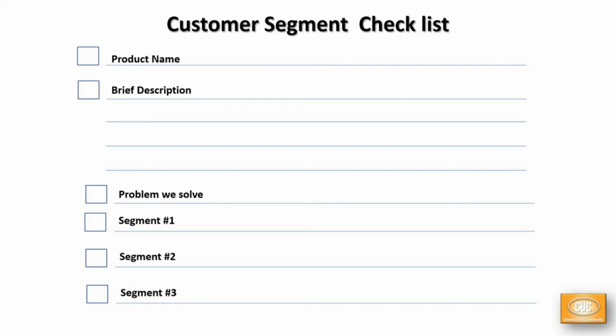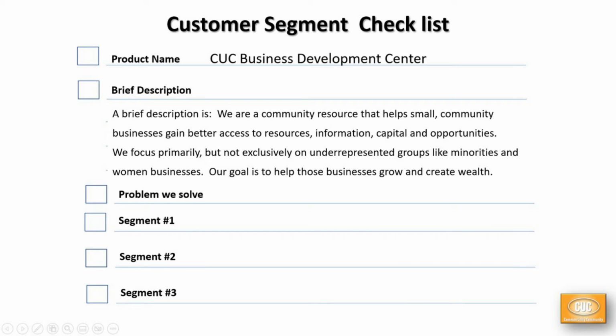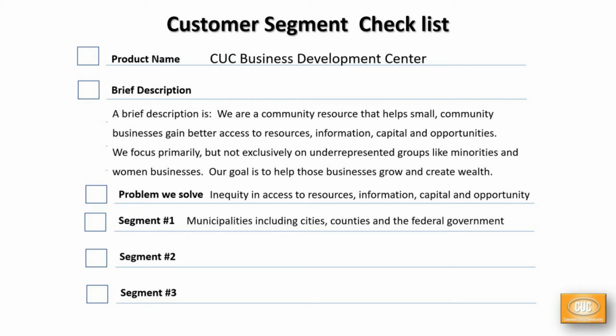The pitch I use in discussion with the city is not the same one that I use for conversations with the county or the SBA or other federal government agencies. So here's how I capture my information on my customer segment checklist. My product name is the CUC Business Development Center. A brief description is: We are a community resource that helps small community businesses gain better access to resources, information, capital, and opportunities. We focus primarily, not exclusively, on underserved groups like minorities and women businesses. Our goal is to help those businesses grow and create wealth. The problem we solve is inequity in access to resources, information, capital, and opportunity. And segment one is municipalities, including cities, counties, and the federal government.